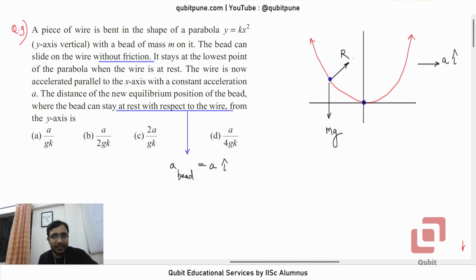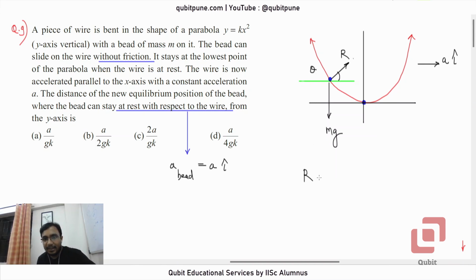So again the problem is to resolve the normal component. Let us draw a horizontal line here. Let me use a different color. Let me draw this horizontal line, and I'm going to call the angle made by r with respect to horizontal as theta.